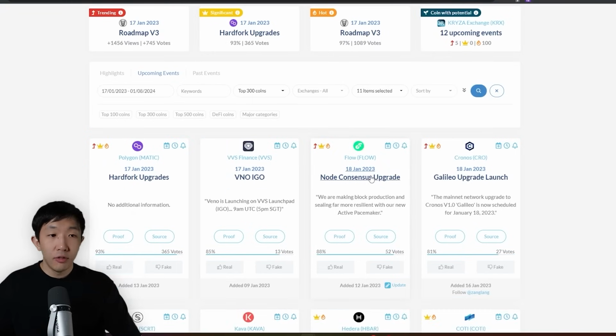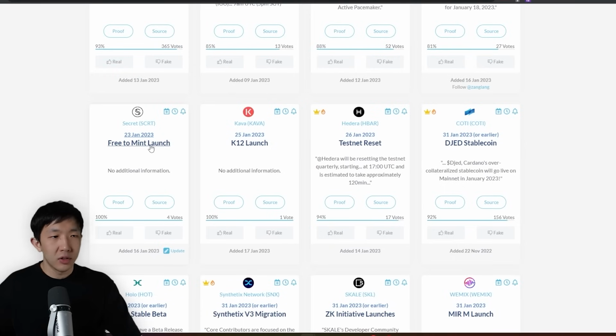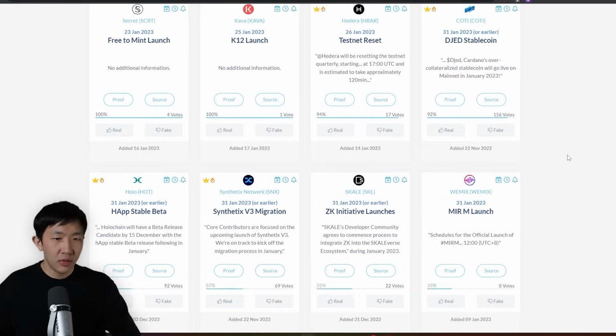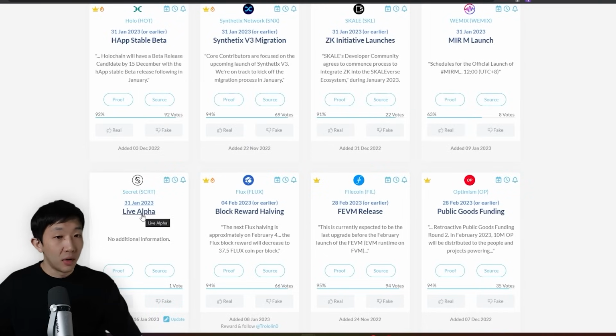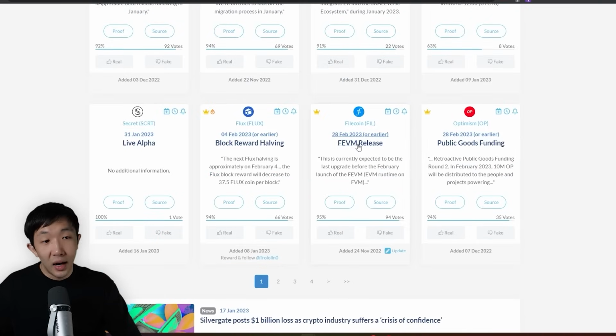And you can see, okay, Flow has a consensus upgrade. Great. Secret, free to mint launch. That sounds interesting for some sort of NFT integration. Secret Network has another live alpha. Okay, they're working. Filecoin has Filecoin EVM. This is big. Soon, I think you'll be able to use MetaMask and other Ethereum wallets with Filecoin. That's huge, and that's in February. I didn't know about this even before I made this video.